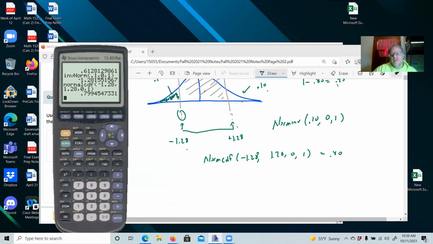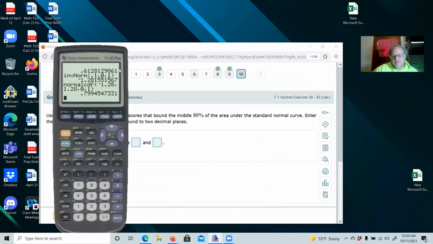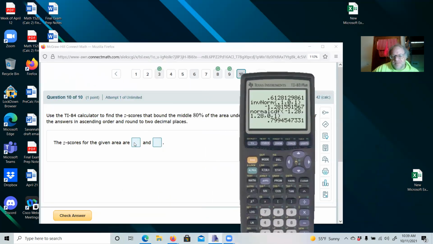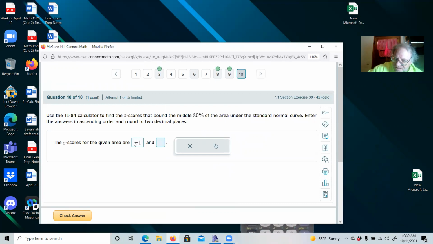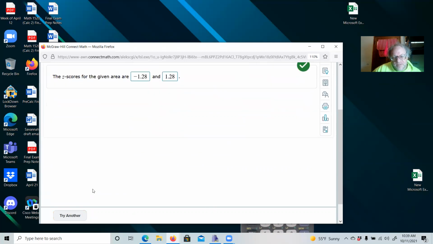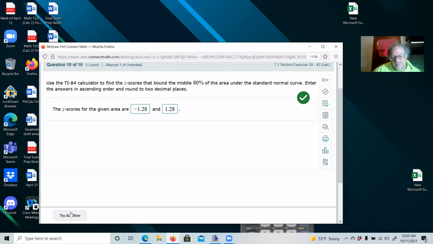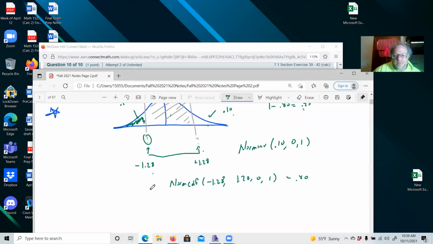So, one of my favorite problems. Let's see if they actually deal us another one. The middle 96%. Beautiful. They did deal us another one.